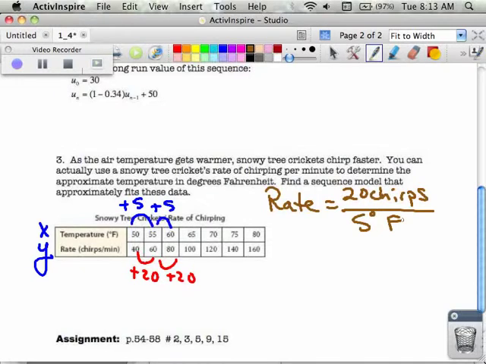So that really means that my rate is 4 chirps per degree Fahrenheit. Or in other words, my rate is 4.